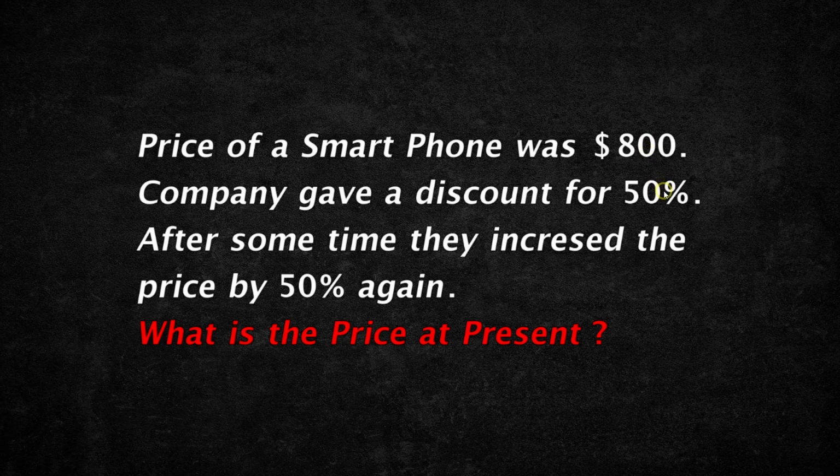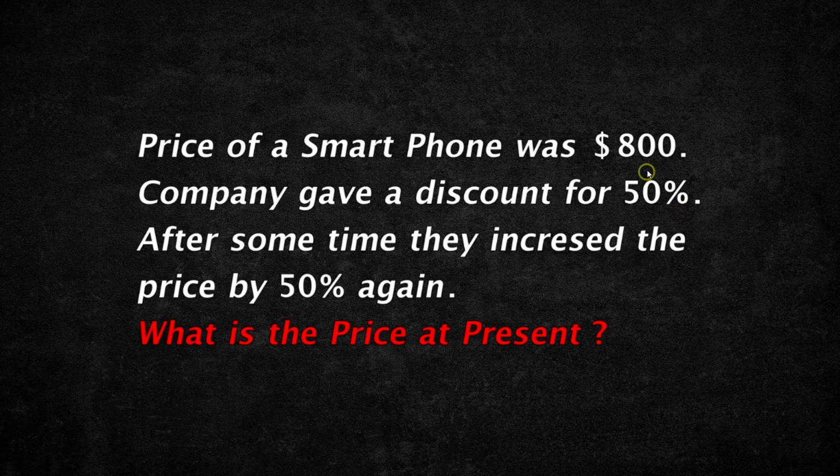So there was a decrease. After we subtract the decrease amount from the 800, there will be a price after the 50% discount was applied. What that price is, we will find later. After some time, they increased the price by 50%. This 50% was applied on the discounted price, where the discount was applied on 800. That's the catch of this math.